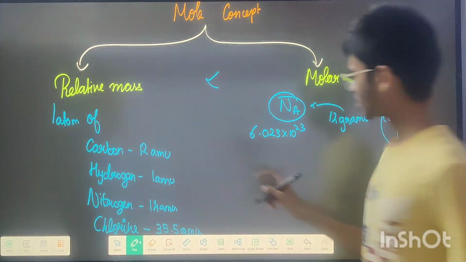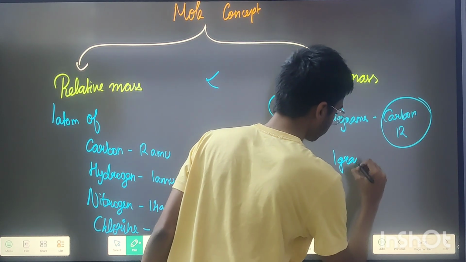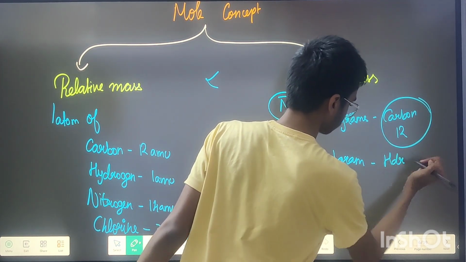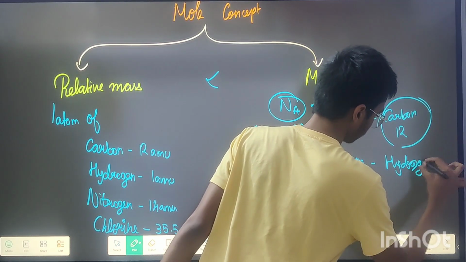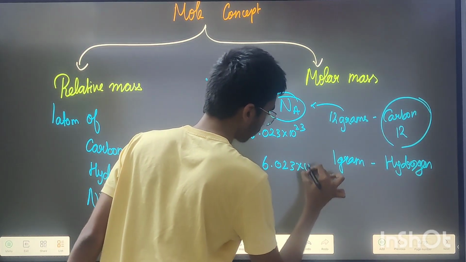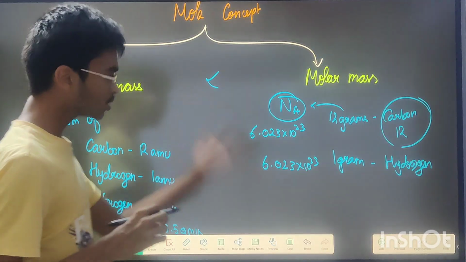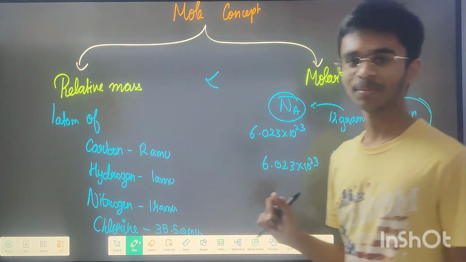So the same applies to other atoms also. That means in 1 gram of hydrogen, totally there are 6.023 into 10 to the power of 23 atoms. So from this itself you can see that hydrogen is the least weighted. Hydrogen is the least weighted one.